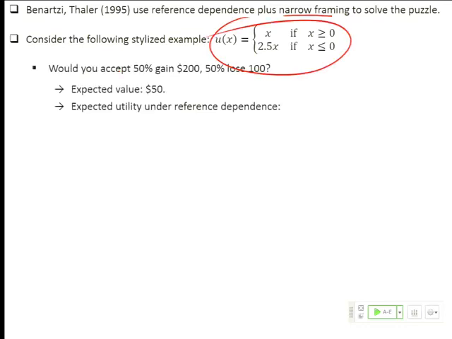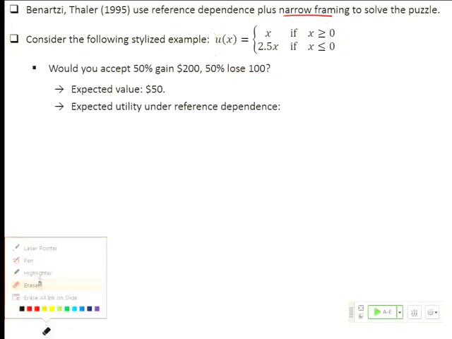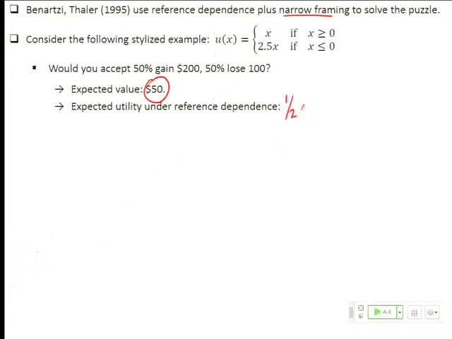So if I give you a gamble of 50% you gain 200, 50% you lose 100, that obviously has an expected value of 50. The expected utility under this reference dependence model is going to be equal to, with probability 1/2, you get a $200 gain, which we value at just 200, and with probability 1/2, you lose $100, but because of the loss aversion, you feel that as if it was a loss of 250 utils. And so the expected utility, because of loss aversion, is negative 25. So the loss aversion really kicks this thing into the gutter.